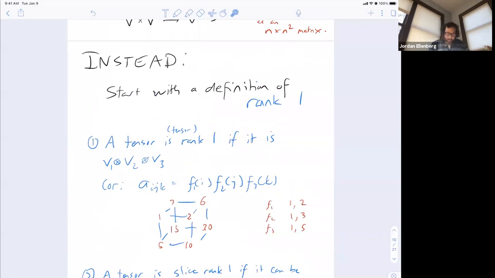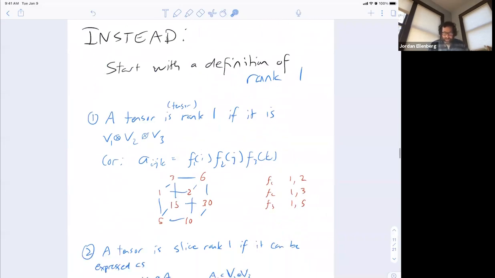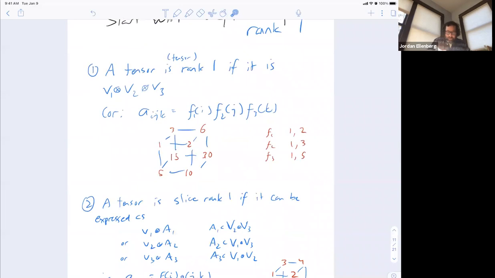That's one notion. Another notion is called slice rank, and this is actually pretty recent. This was just invented by Terry Tao on his blog in 2016. I'll tell you in a little bit about the context in which that notion came up.